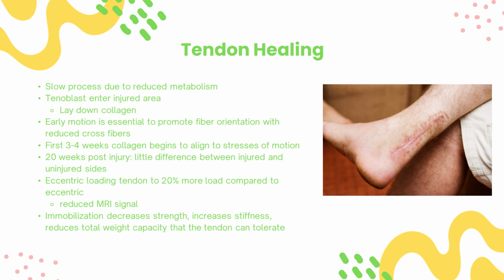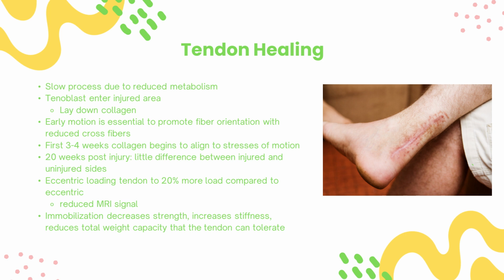After about 20 weeks, when we look at tendon injury, you can see that there's minimal to no difference between the injured and the uninjured side, which is very good. But 20 weeks is a long time. If you think about it, there's 52 weeks in a year. So 20 weeks post-injury, the tendon on the injured side actually looks pretty much the same as the tendon on the uninjured side.